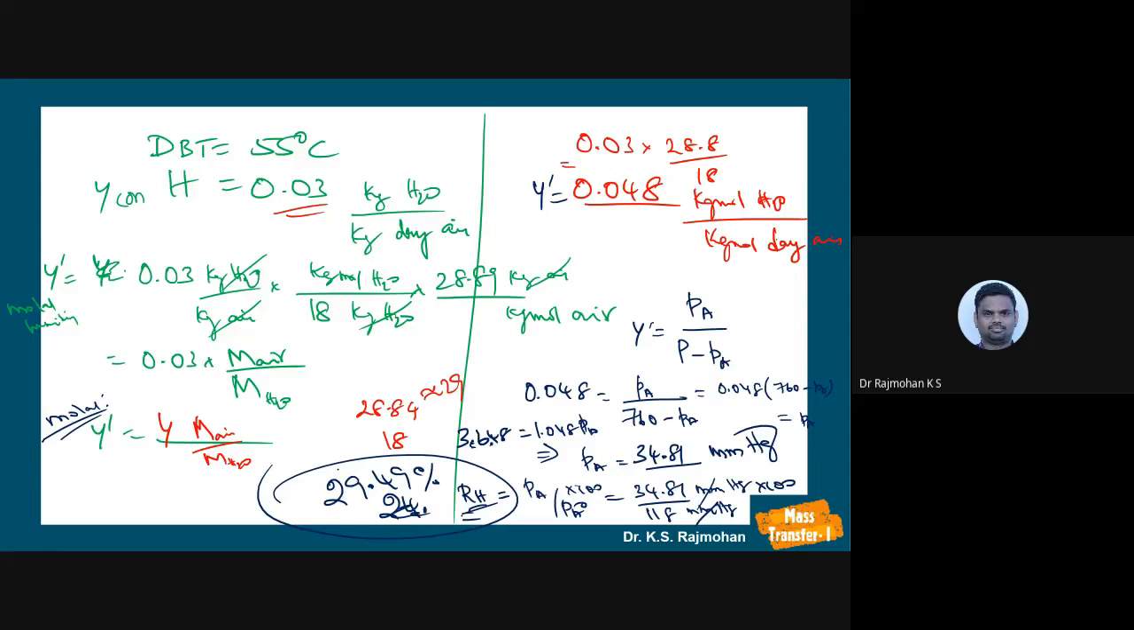Obviously there will be a small difference between the values determined by formula and by chart. So this we have done. Next, you can find out the saturation humidity. Relative humidity we have determined. What is the saturation humidity?